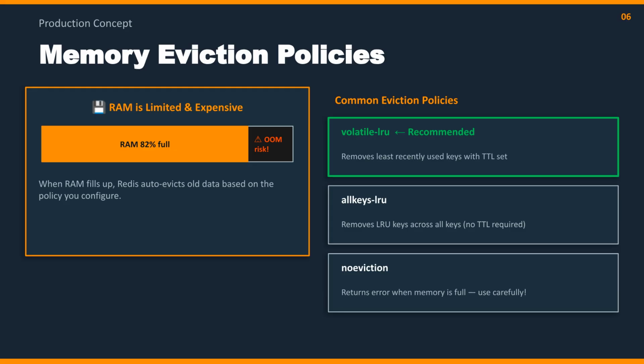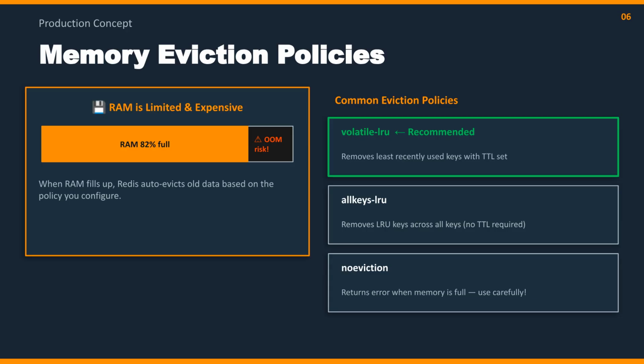Now let's talk about one important production concept. Redis stores data in RAM, but RAM is limited and expensive. So what happens when Redis memory becomes full? That's where eviction policies come into play. Redis automatically decides which data should be removed.